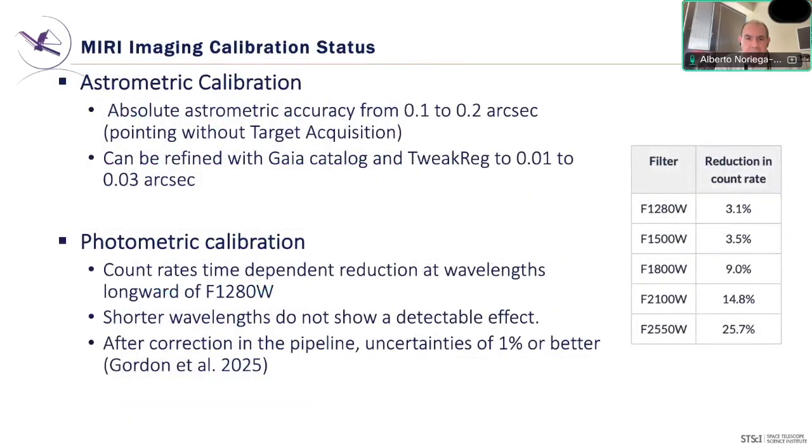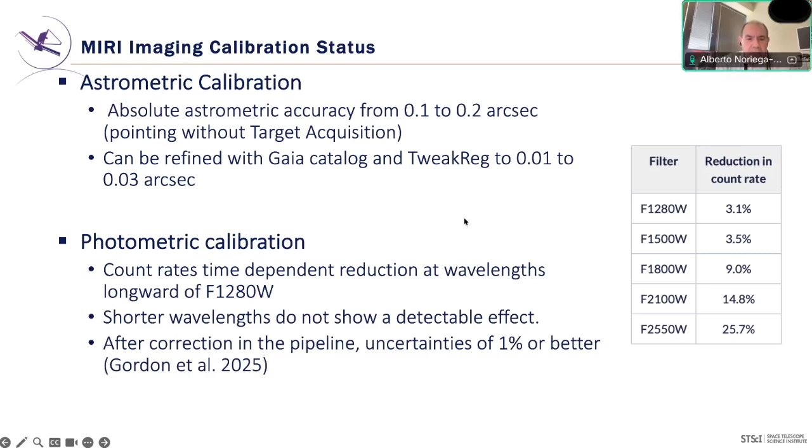Now, our absolute astrometric calibration, without target acquisition, we believe is about 0.1 to 0.2 arcseconds. This can be refined afterwards because in many cases one can use a Gaia catalog and a tool that we provide to the users, called TweakReg, and then you can improve the astrometric calibration to 0.03 to 0.1 arcseconds.